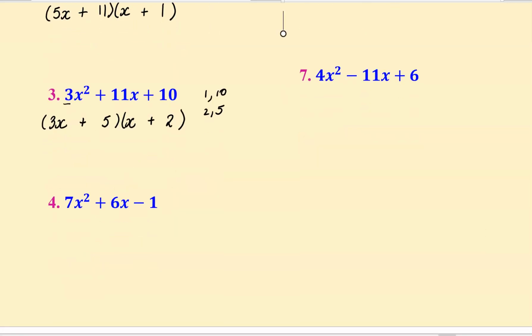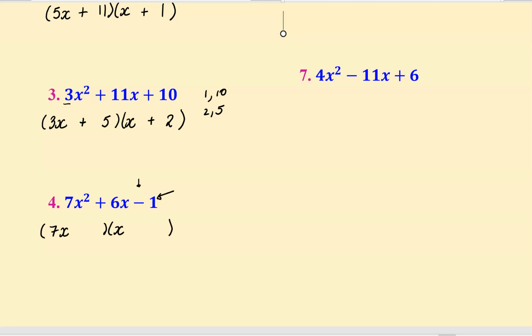Next one, now we've got a minus at the end. Once again, no common factor of 7, so the only way to get 7x squared is to say 7x times x. This is nice because it's prime. So we've only got 1 and 1. We've got no choice there. It has to be a 1 and a 1. But which one will be positive and which one is negative?